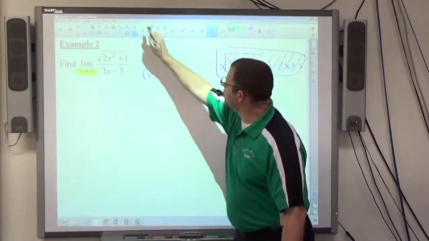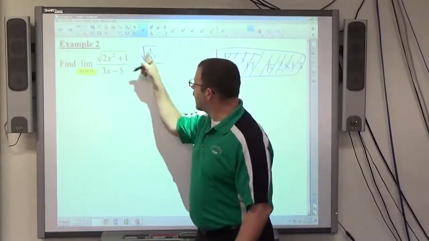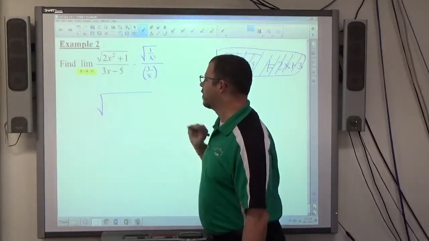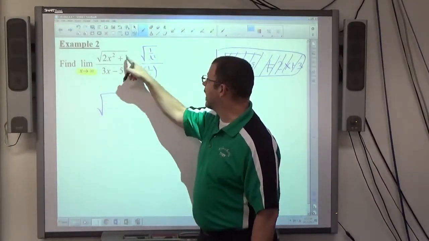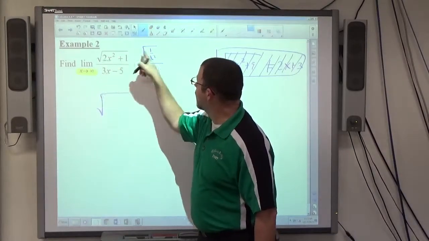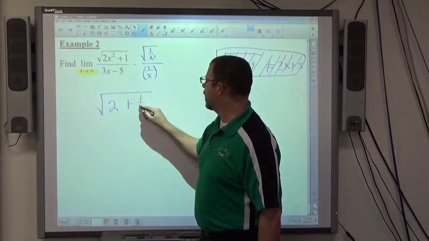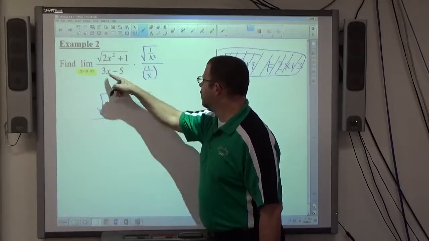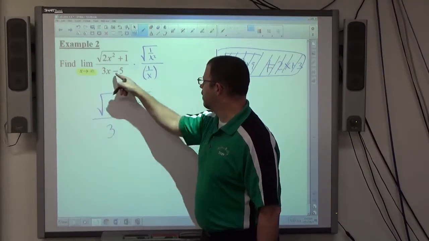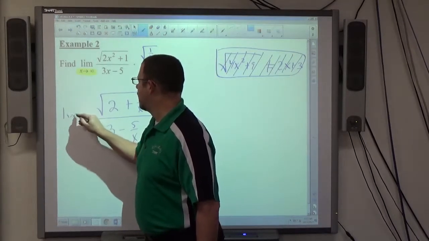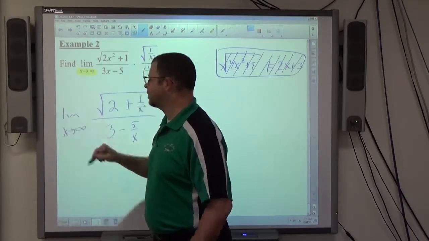But anyway, once I get this structure, within the radical, we have a rule that says we can multiply inside radicals, radicand times radicand. So 2x squared times 1 over x squared makes 2. 1 times 1 over x squared makes 1 over x squared. On the bottom, 3x times 1 over x makes 3. Minus 5 times 1 over x makes minus 5 over x. We're still doing a limit as x is approaching infinity.